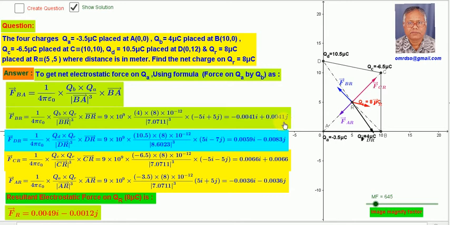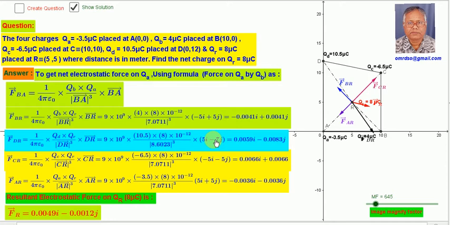Now the force on R due to the charge placed at D. Same formula: 1 by 4 pi epsilon naught, QD into QR upon modulus of vector DR whole cube, into vector DR. So 9 into 10 power 9, into 10.5 microcoulomb into 8 microcoulomb, gives you 10.5 into 8 into 10 power minus 12. And vector DR is 5, 5 minus 12.